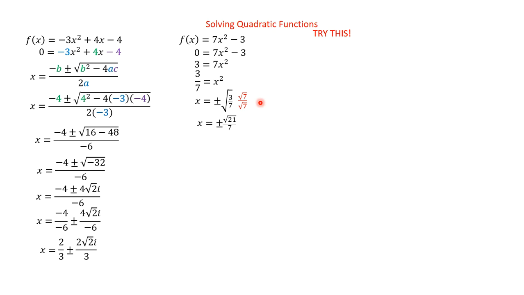So try this. I actually have 2 of them for you to try. This is the first one. Try this one. F of x equals 3x squared minus 10x plus 3. I recommend using the quadratic formula here, although not necessary. But I would try practicing with the quadratic formula. Go ahead and push pause, crunch the numbers, and when you're ready, come on back.